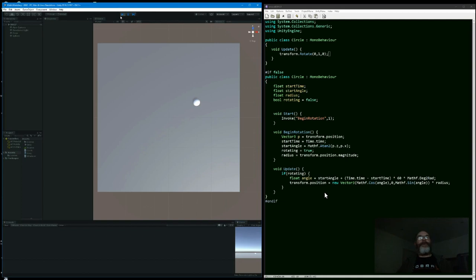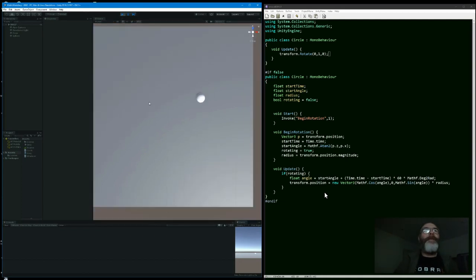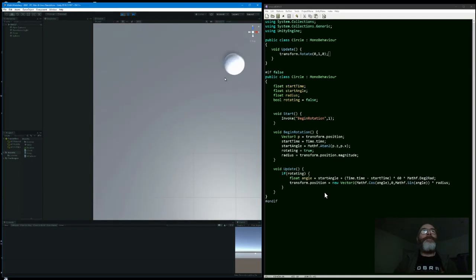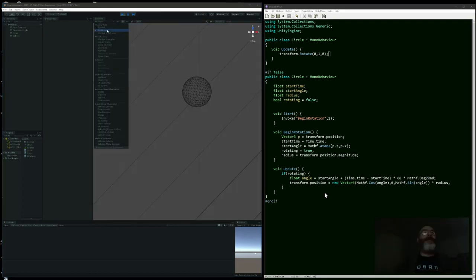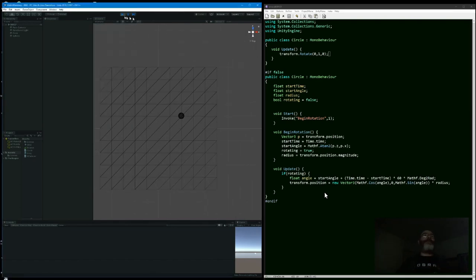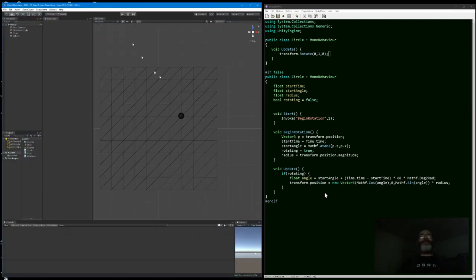No, wait a minute. That's rotating. Yeah, you can see a little sparkling there. It's actually rotating the ball. Okay. We didn't want to rotate the ball.